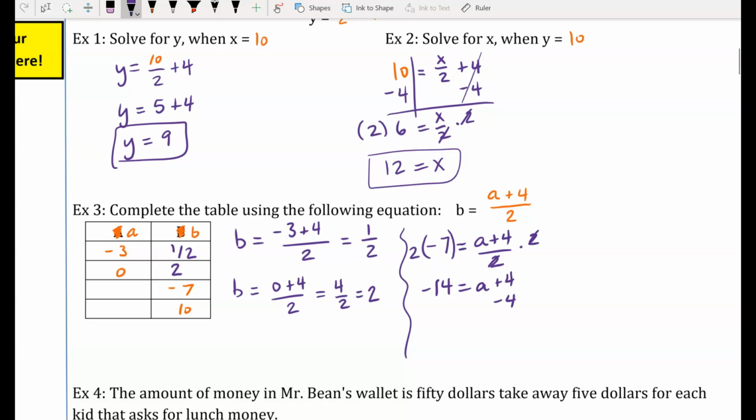Now subtract 4 from both sides. And -18 is equal to A, because those 4's will cancel. So on my table, I'm going to fill in -18 for A when B is equal to -7. Again, pause the video, substitute 10 for B, and then see what value you get for A.